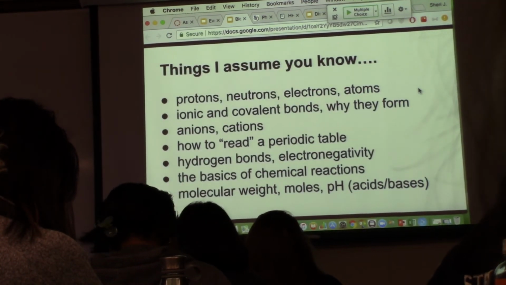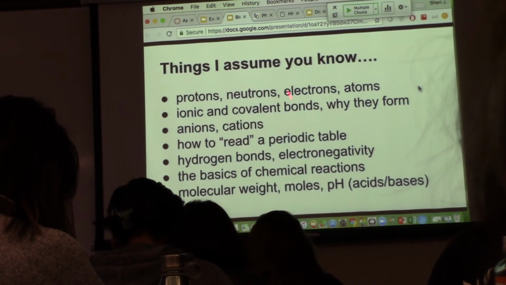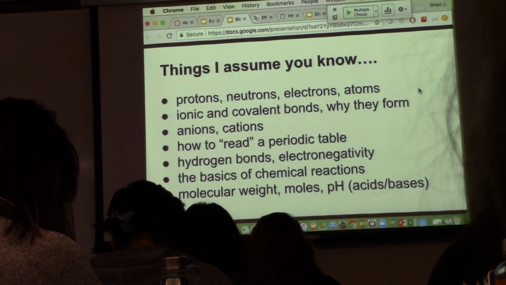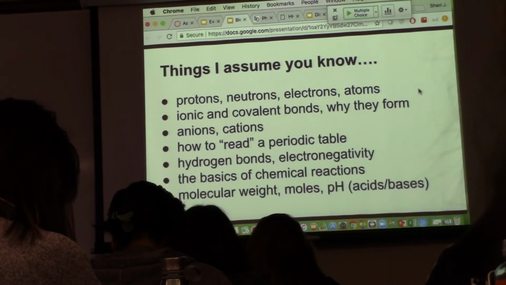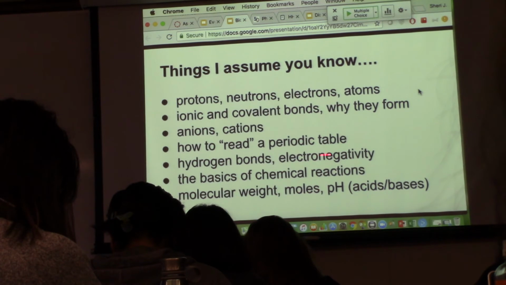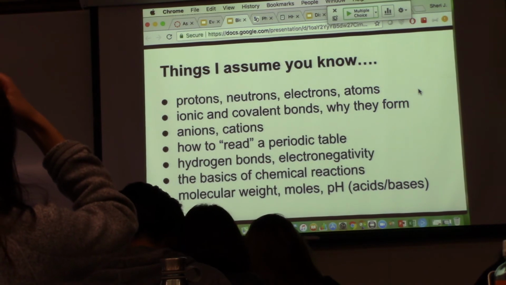All right, so I assume, of course, that you know all about protons, neutrons, electrons, and atoms, the different kinds of bonds, positively and negatively charged ions. You don't really need to read the periodic table, but you should have learned how to do that. Hydrogen bonds, electronegativity, basic ideas around chemical reactions. You should have learned about molecular weight, moles, pH, things like that. All of those are useful in biology.